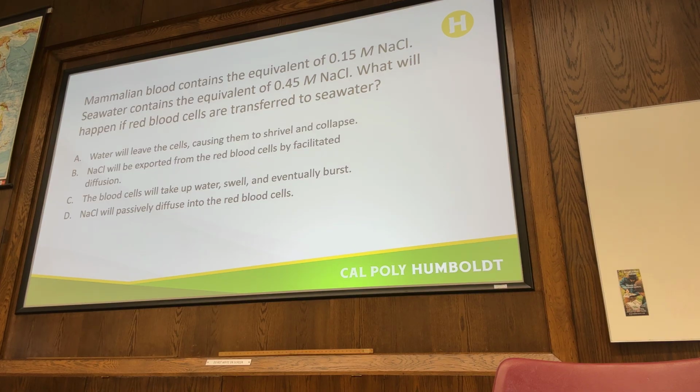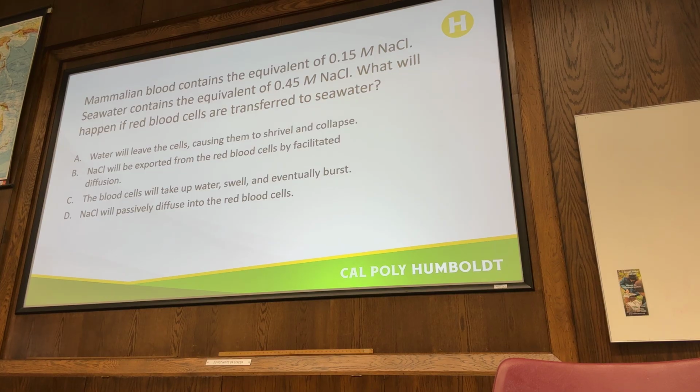Here's a nice simple question. Mammalian blood contains the equivalent of 0.15 molar sodium chloride. So in every liter of sodium chloride, there are 0.15 moles. Remember, you'll never stop having to do this sort of math in this class, where you have to convert from molarity to grams of solute. So make sure you don't forget about it.